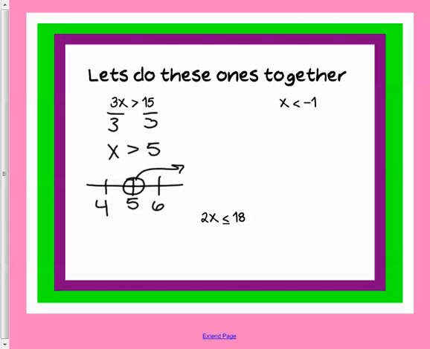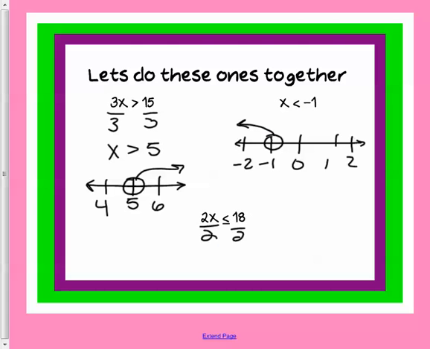Okay, over here, x is less than -1. So start at 0, put your 1, put your 2, put your arrows, -1, -2 in our arrows. And on this one, x is less than -1. So it doesn't include -1, but it includes everything to the left of the -1 because it's less than.